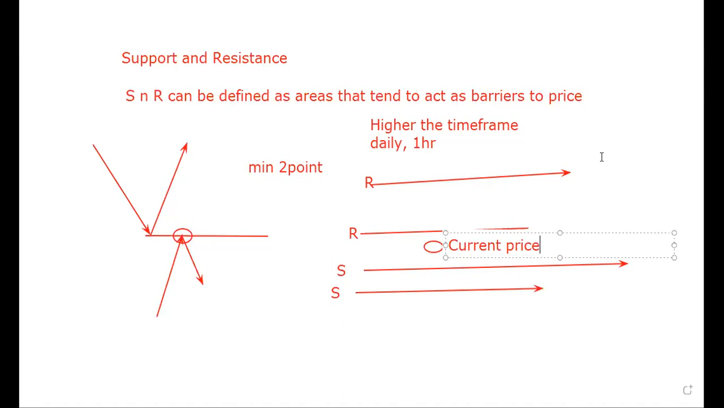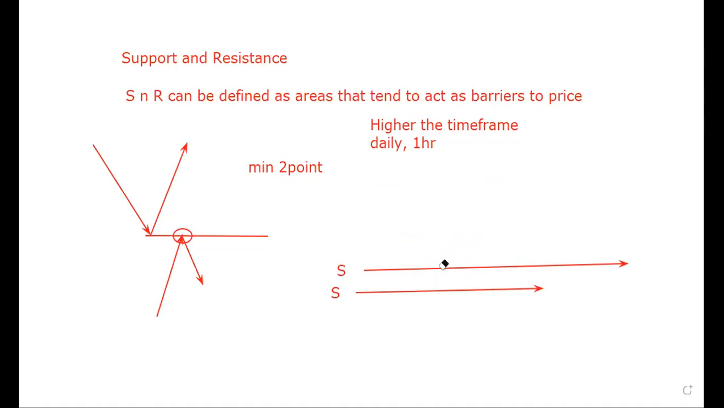So any straight line that is below the current price is support, while any horizontal line that is above the current price is a resistance. Are we together? Now, another thing I want you to understand is this: when I'm saying support and resistance, draw a straight line, it does not mean that support and resistance is a straight line, is a point, is a number.